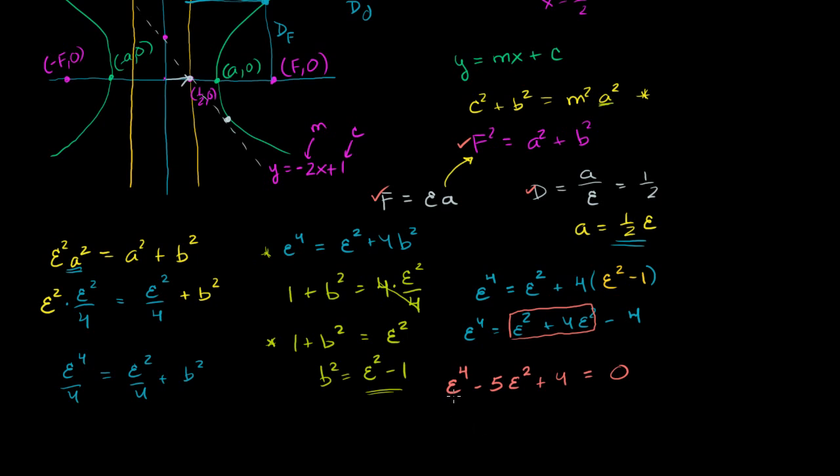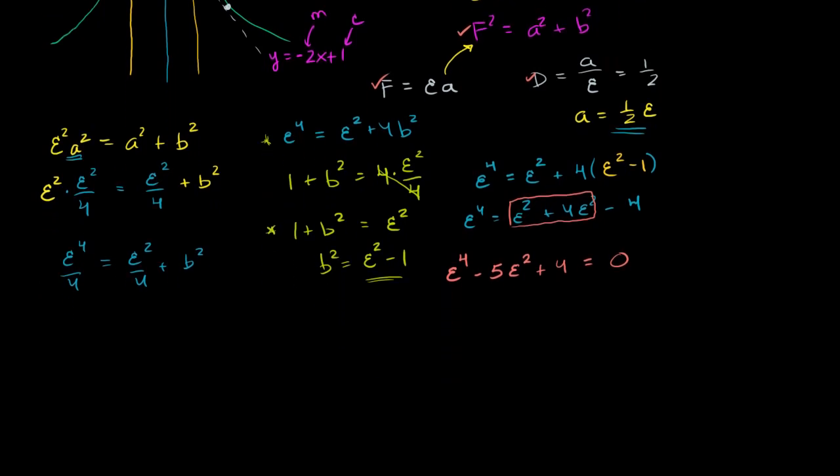And now we just have to solve for eccentricity. Now, at first, this might seem complicated, but this is actually a very factorable polynomial. Think of two factors of 4 that add up to negative 5. And hopefully, negative 4 and negative 1 pop to mind. So we can actually factor this. No quadratic formula necessary. This is factorable into epsilon squared minus 4 times epsilon squared minus 1. Negative 4 times negative 1 is positive 4. If you add the two, you get negative 5.